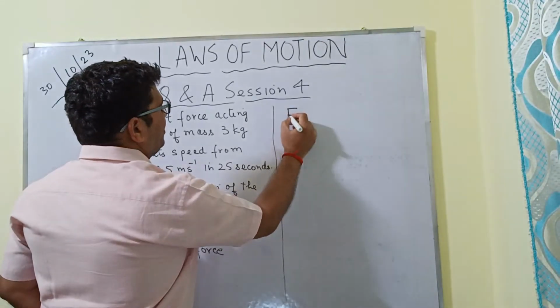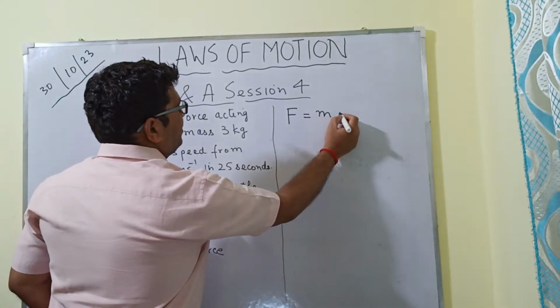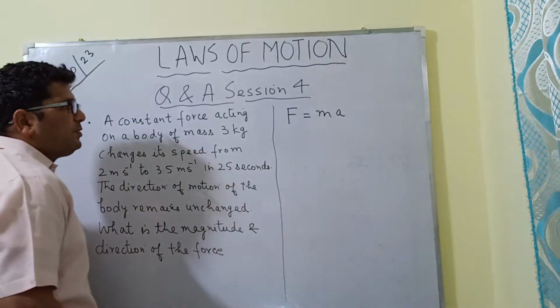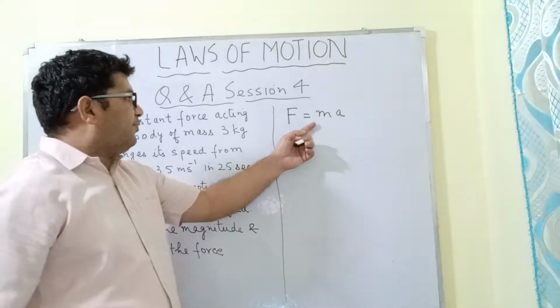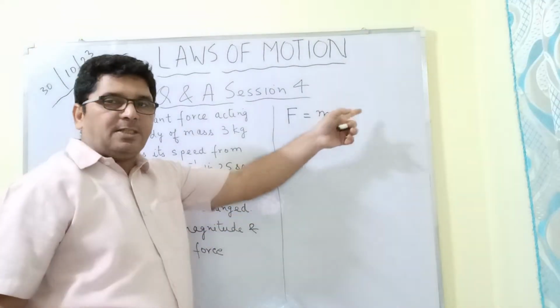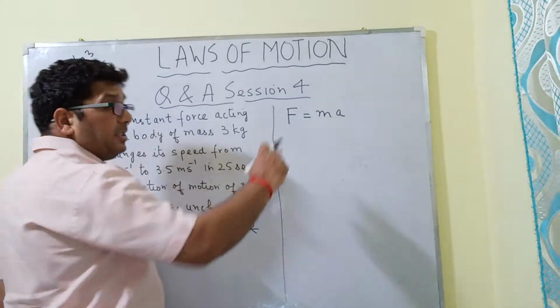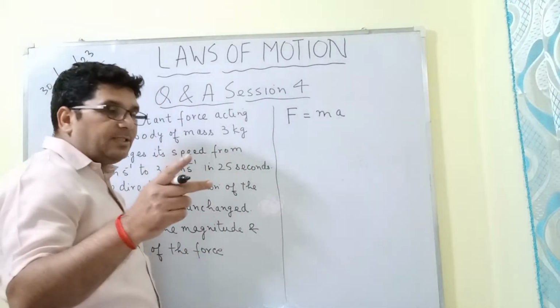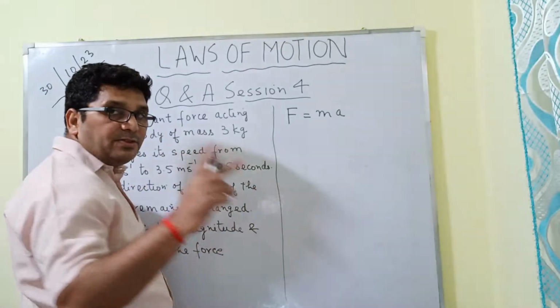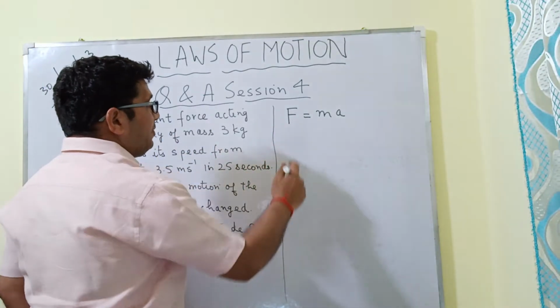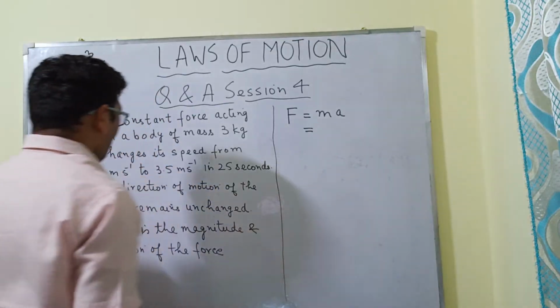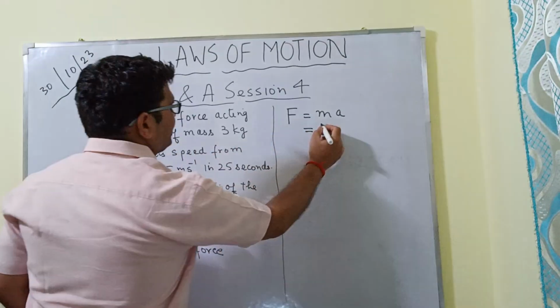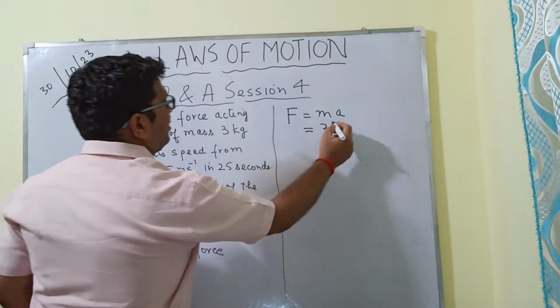The force is equal to mass into acceleration, and this F is equal to ma, that is force is equal to mass into acceleration in the SI system of units. In the SI system of units, the value of k, that is the constant of proportionality, is equal to 1. So F is equal to ma. Now mass is given as 3 kg.